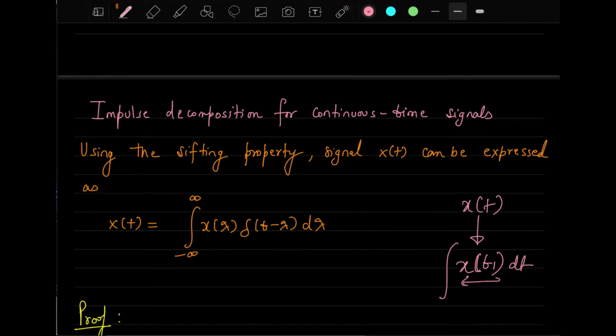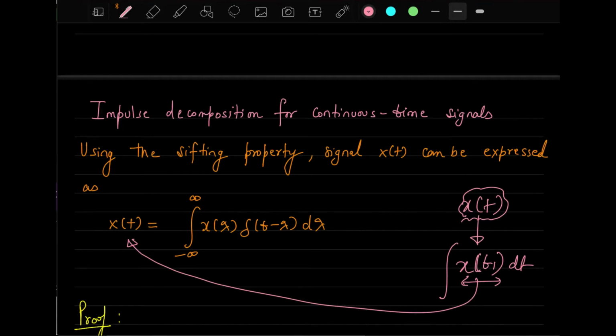So when you integrate for all the values of t, what will happen is it is taking into account all the time instants that are present in this particular signal. So that's why once you integrate for all the values of time instants, you will get x(t) back. That is the thing. Okay?